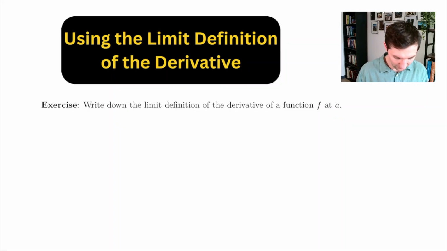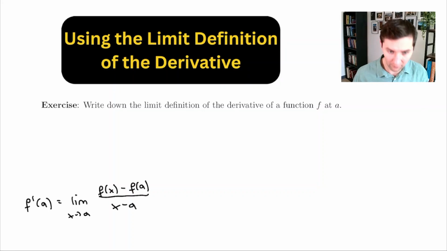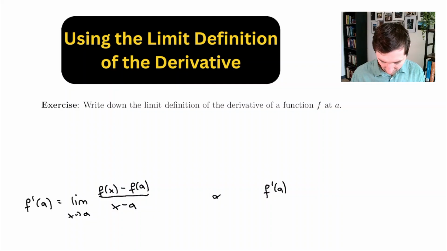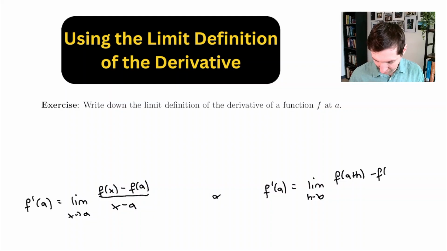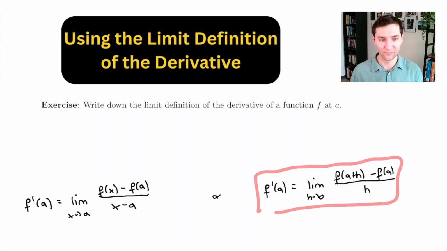If you want to compute the derivative of f at a, you can compute the limit as x goes to a of f of x minus f of a divided by x minus a. Or, equivalently, to compute the derivative of f at a, you can compute the limit as h goes to 0 of f of a plus h minus f of a divided by h. Today I will show you how to use the first limit definition and how to use the second limit definition to compute derivatives.